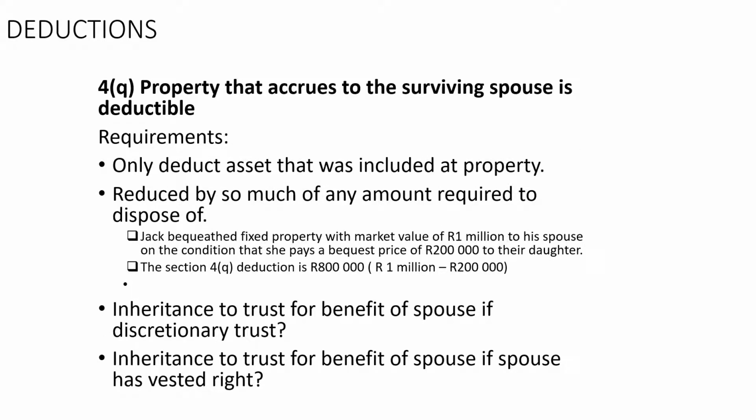Section 4Q, this is a very important deduction in terms of estate duty. This is a deduction for any property that accrues to the surviving spouse upon death. This will be fully deductible for estate duty.